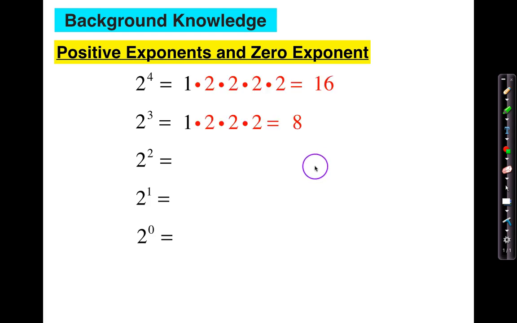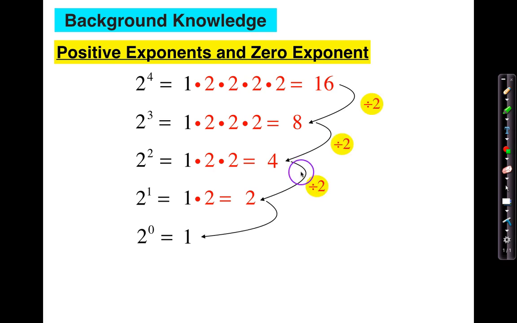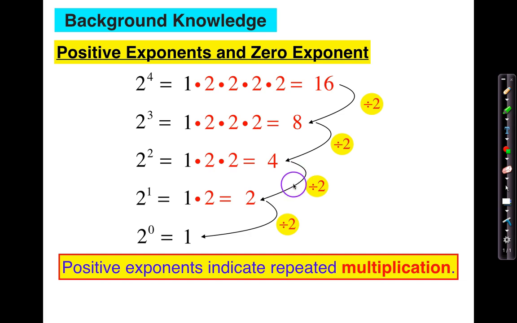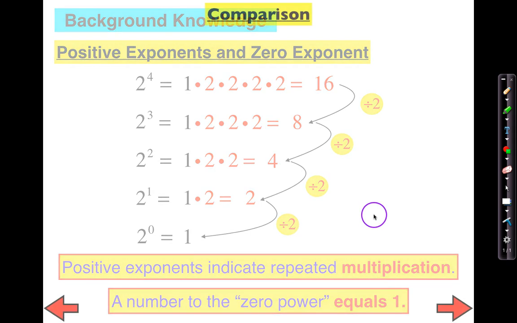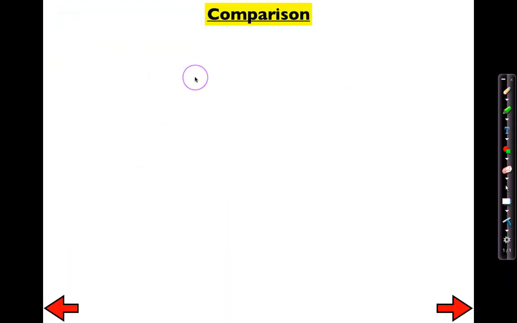Now, we also talked about this in the previous lesson. We went over exponents and what it means when something is raised to the 0 power. Following the pattern, we figured out anything raised to the 0 power is 1. Another thing to keep in mind is that positive exponents indicate repeated multiplication. So why am I telling you this?